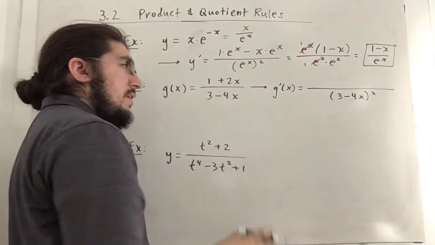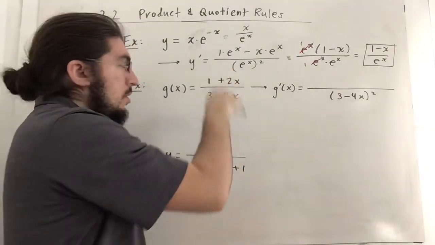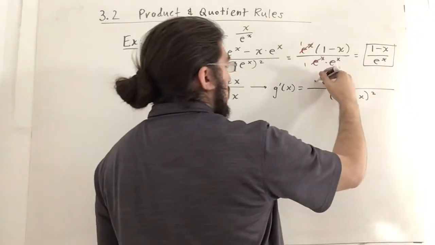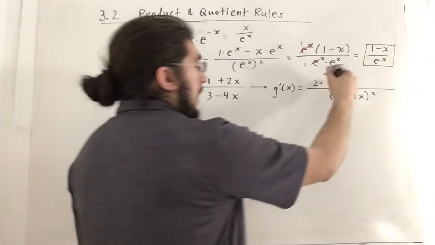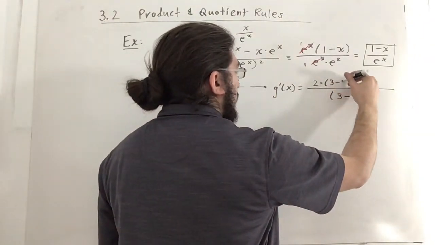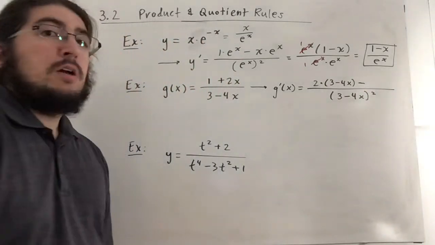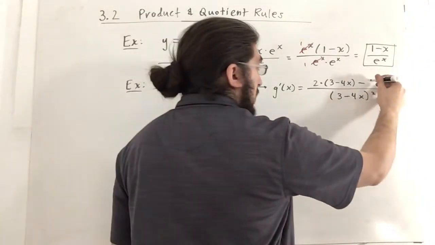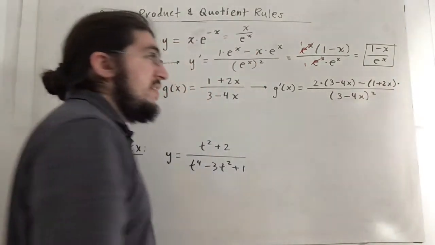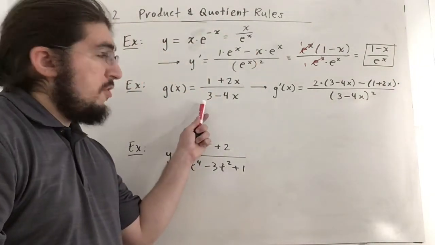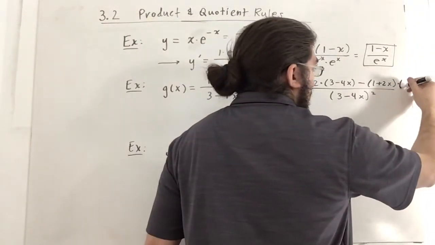Derivative of first, right? So you do derivative first, top, bottom. So derivative of the top is just 2, right? 0 plus 2, times regular of the bottom, 3 minus 4x, minus regular of the top, 1 plus 2x, times derivative of the bottom. Now derivative of 3 is 0, derivative of negative 4x is negative 4, so derivative of the bottom is just negative 4.